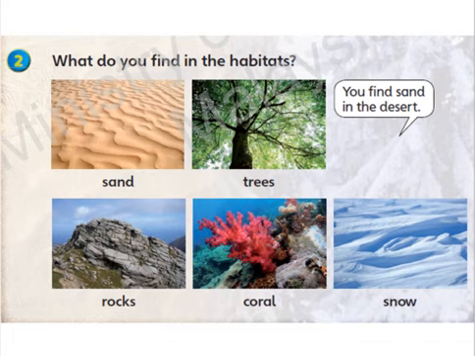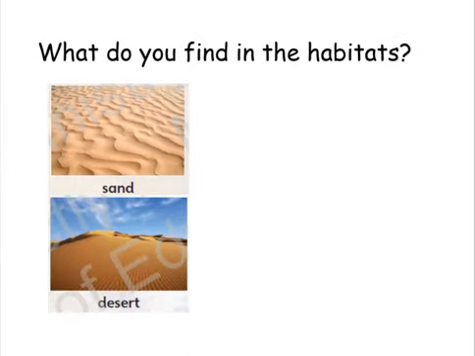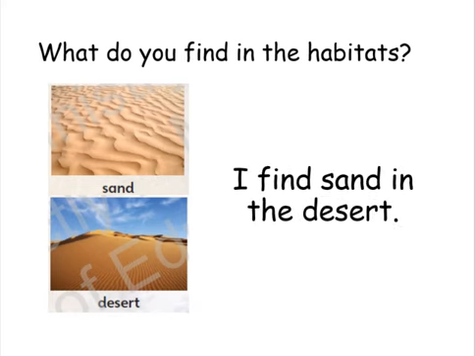What do you find in the habitat? We can see sand, trees, rocks, coral, and snow in different habitats. And where can you find these things? You can find sand in the desert. Say, I find sand in the desert.